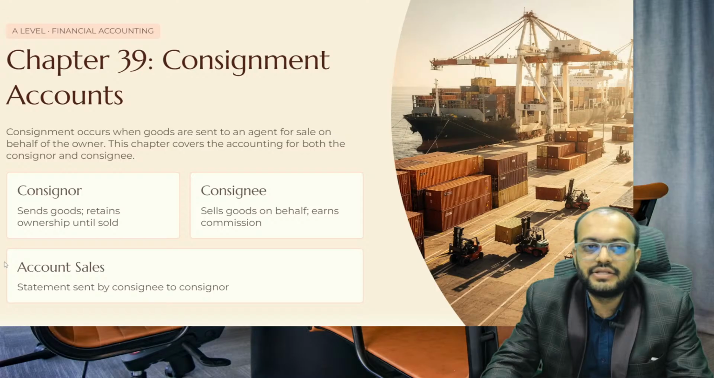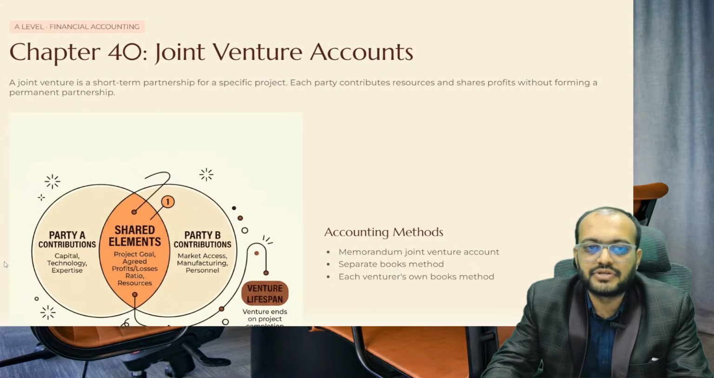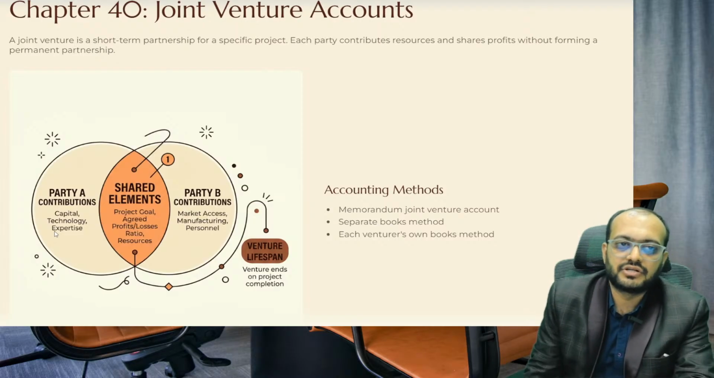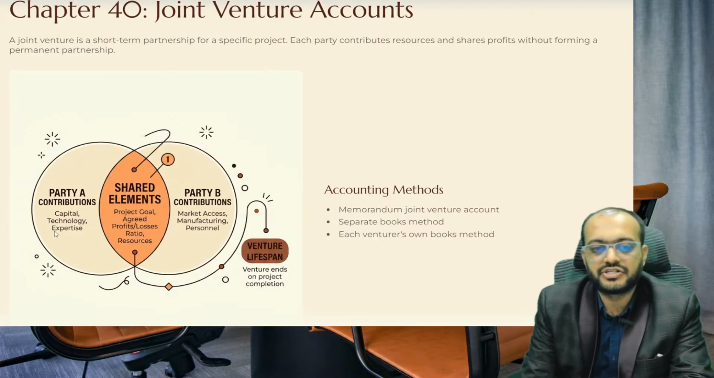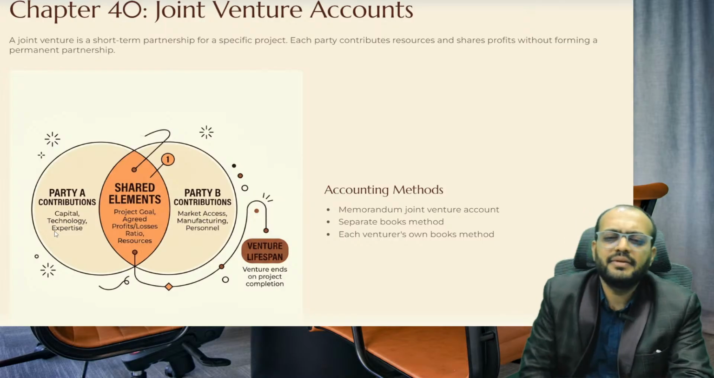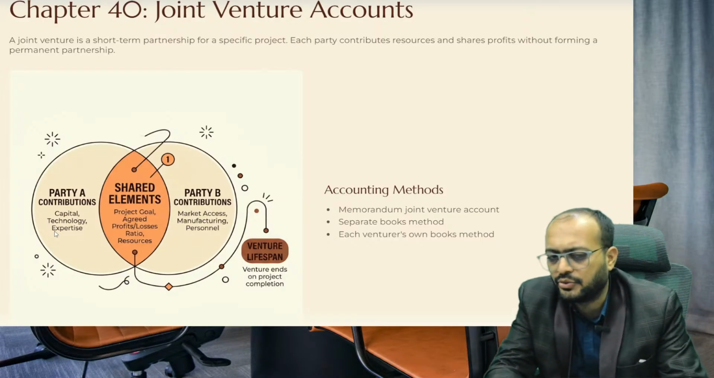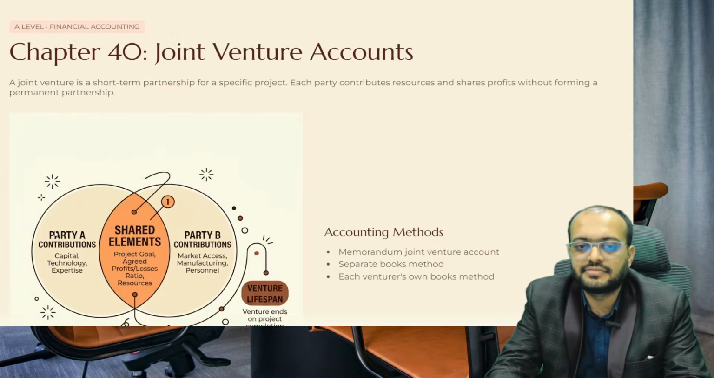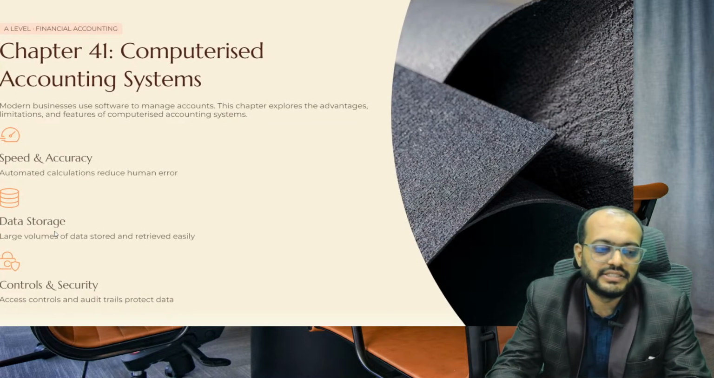Then chapter number 40 of our syllabus is joint venture accounts. Basically, a joint venture is a short-term partnership. When 2 persons come together for any particular purpose or particular time period only, it is known as a joint venture. So we'll see this accounting part in detail.